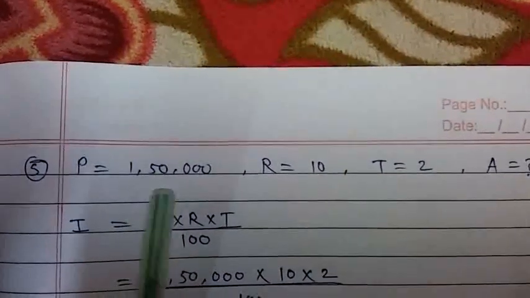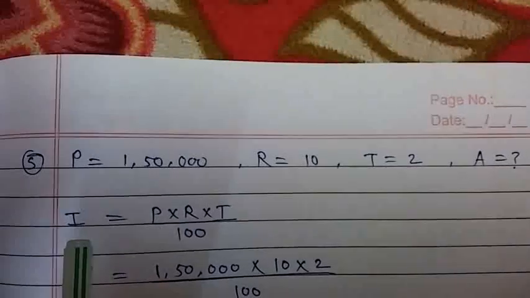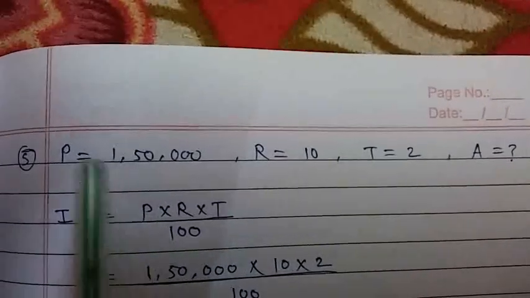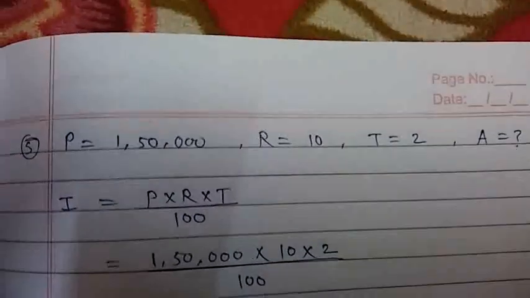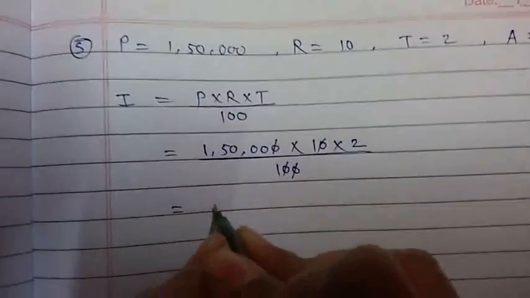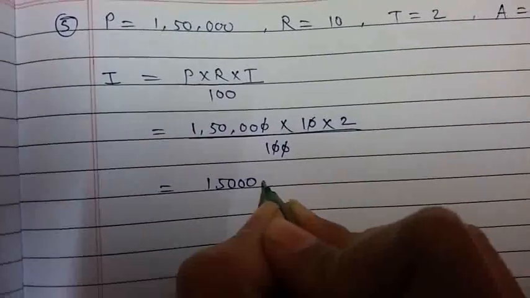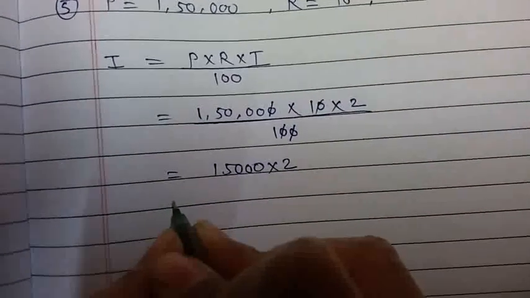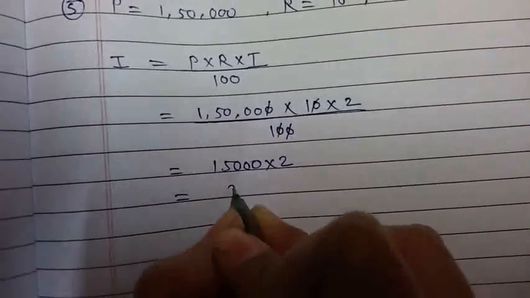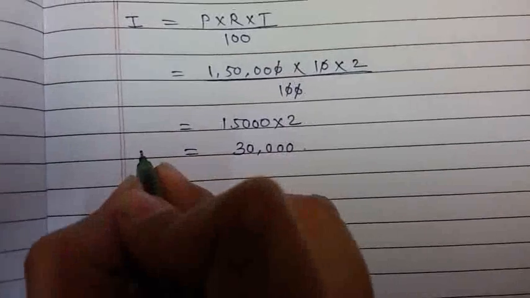See, P is equal to 1,50,000, R is equal to 10, T is equal to 2. Find the value of A. This is our formula. Simple interest is equal to P multiplied by R multiplied by T upon 100. Now put the given values in the formula. Now see, this 0, this 0, this 0, this 0 will get cancelled. Now what is remaining? Multiply by 2. Means 30,000. This is our I.